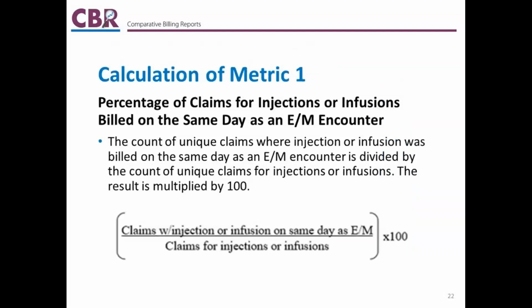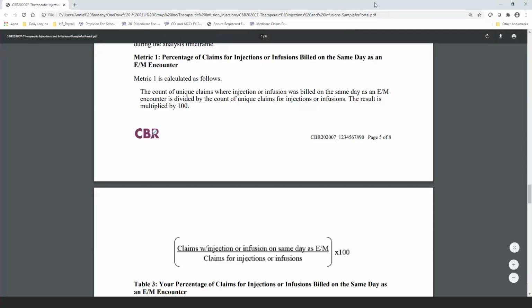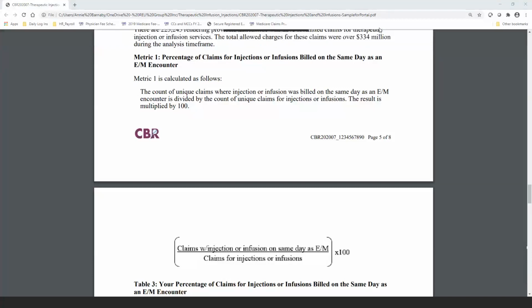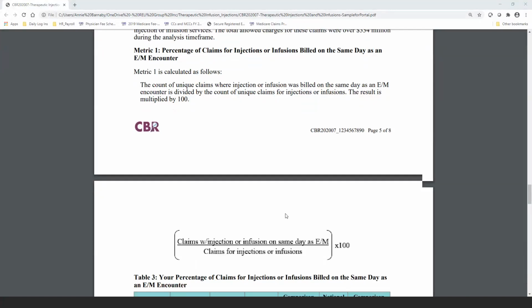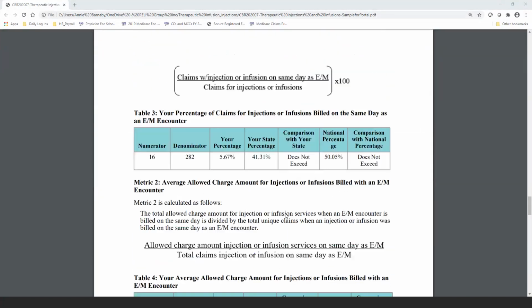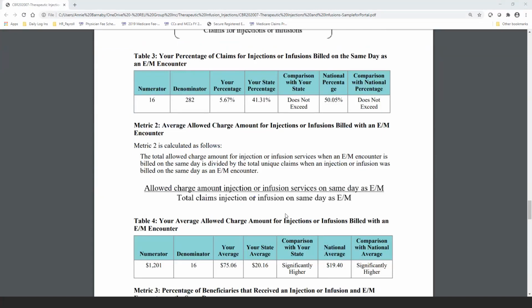Looking at the sample figures on the CBR for metric 1, you can see that this provider has a percentage of 5.67, with the state percentage falling at 41.31 and the national percentage at 50.05. The outcome for this metric for this provider is does not exceed.